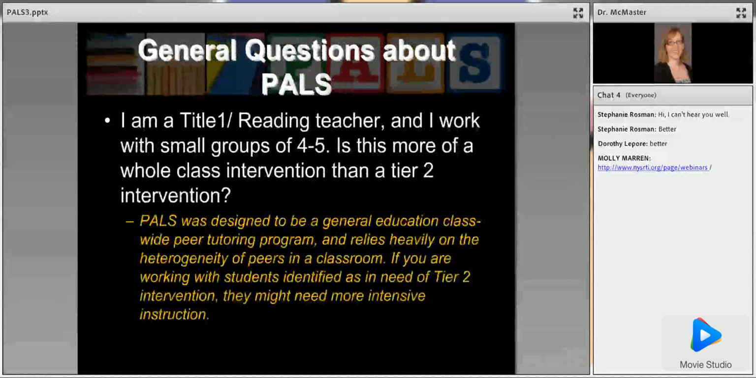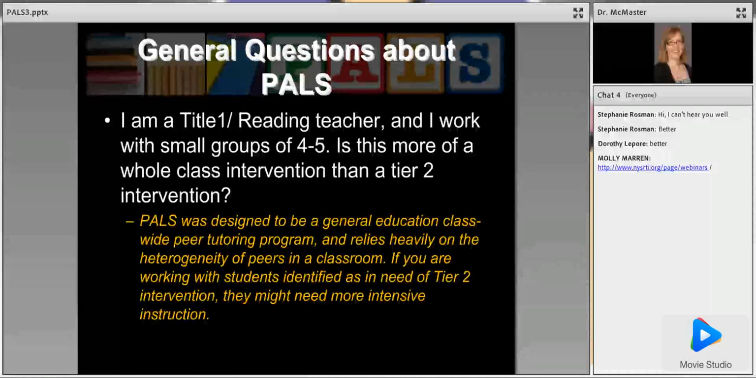Another teacher said, I'm a Title I reading teacher, and I work with small groups of 4 to 5. Is this more of a whole class intervention than a Tier 2 intervention? And yes, it is. PALS was really designed to be a general education class-wide peer tutoring program, so more of a Tier 1 kind of program. And the reason why I would especially say it's more appropriate for a whole class is that it really depends on the heterogeneity or just different levels of peers in a classroom, because you really need a stronger reader to be paired with a weaker reader so that the stronger reader can be modeling and correcting mistakes and so forth.